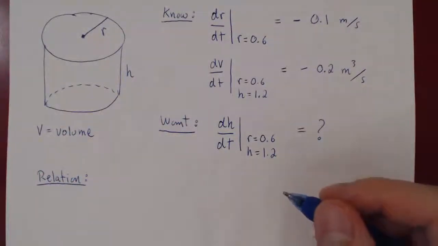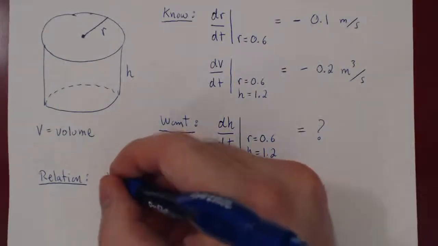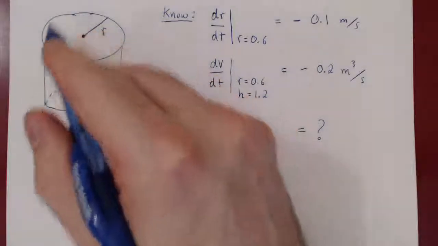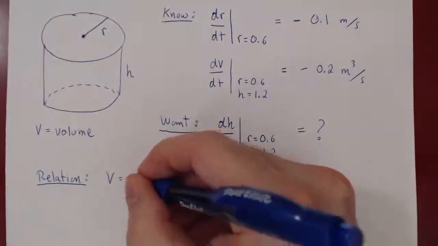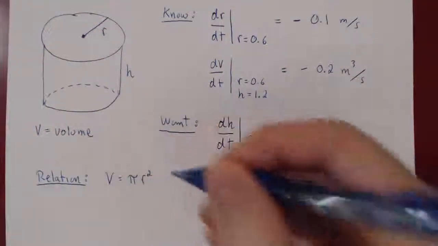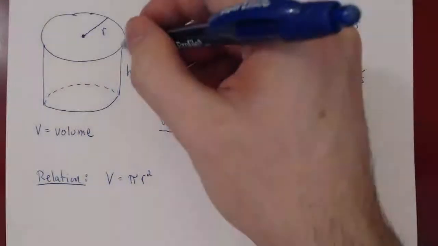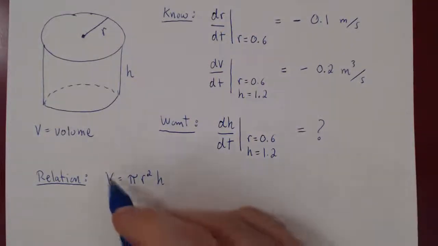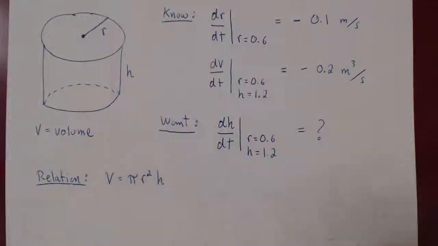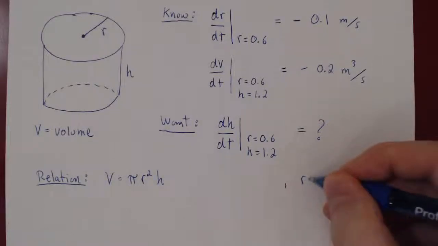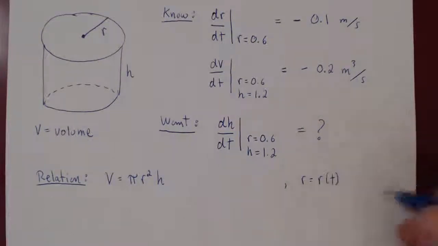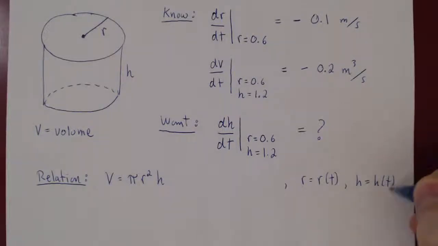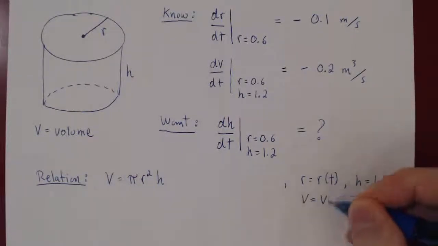Well, we know the volume of a cylinder is simply the area of the base. This is a circle of radius r, so the area of the base is pi r squared times the height, times h. And now we have a relation. We have related v with r and h. And keep in mind again that r is a function of t. h is also a function of t, and the volume also is a function of t.